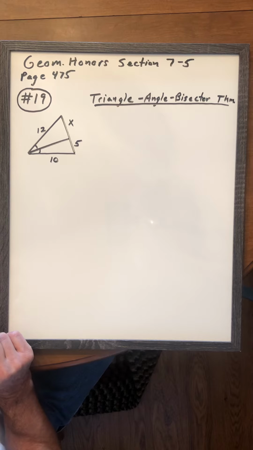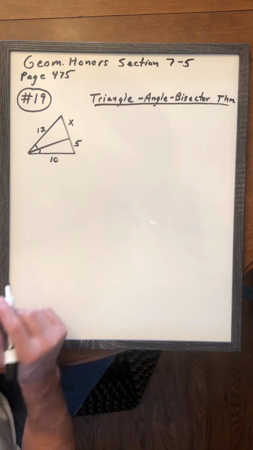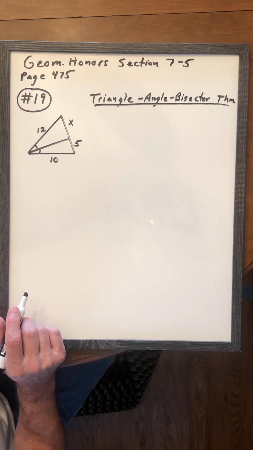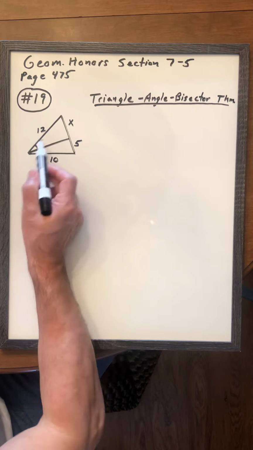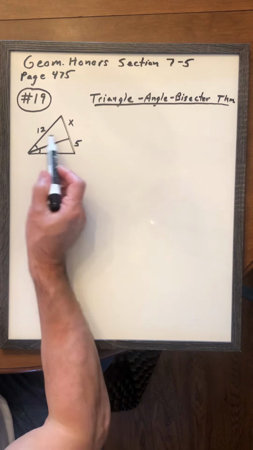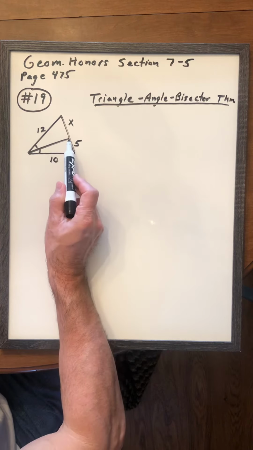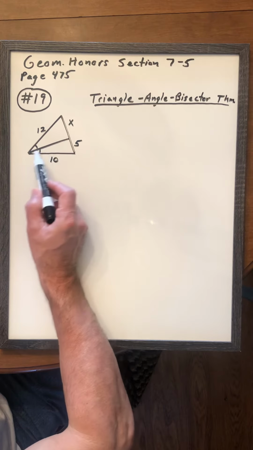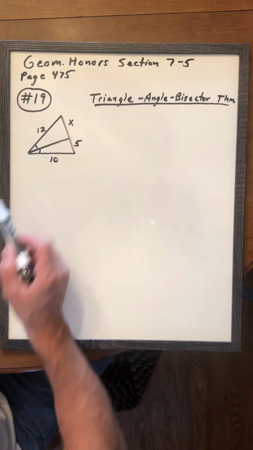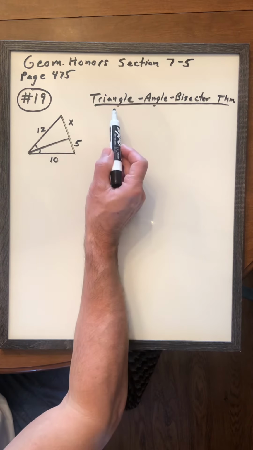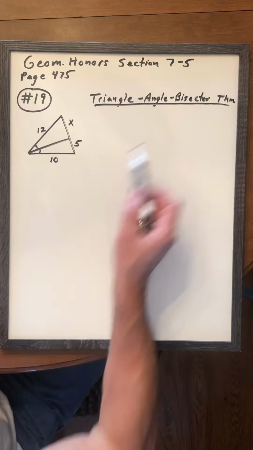We are still in section 7-5, page 475, and this is going to be problem number 19. Now, we have a diagram that looks like this. Anytime you have a diagram that looks like this, where you have a ray that's bisecting an angle of our triangle, we're going to use the triangle angle bisector theorem.